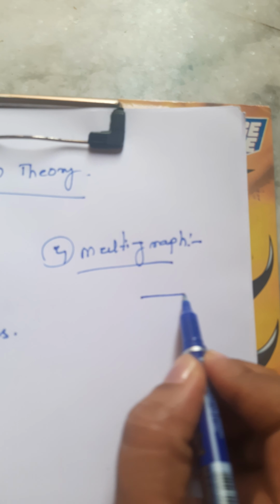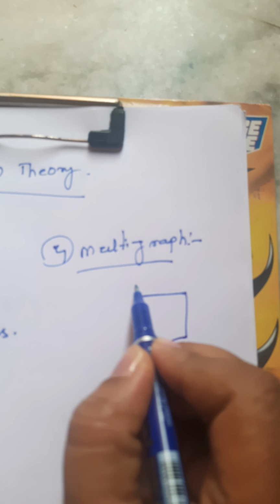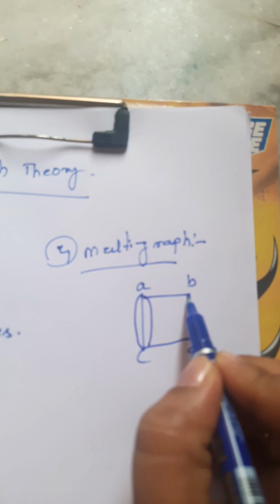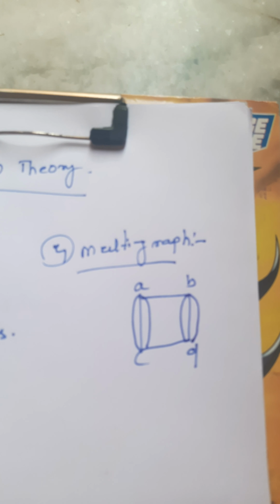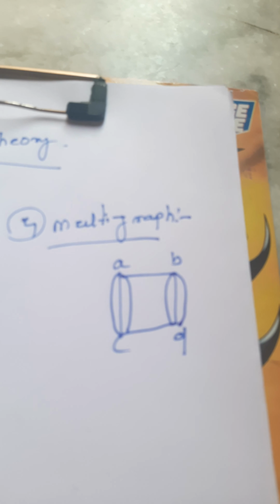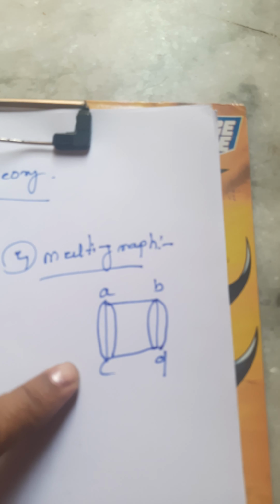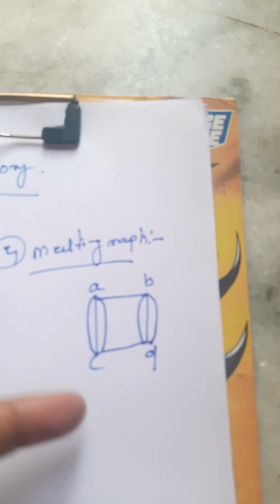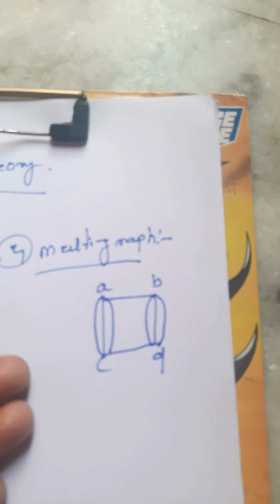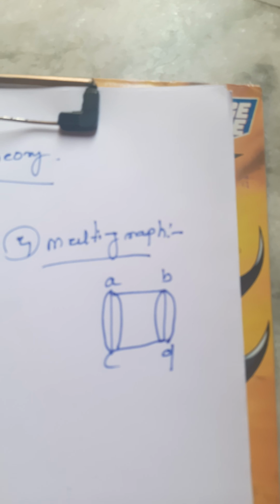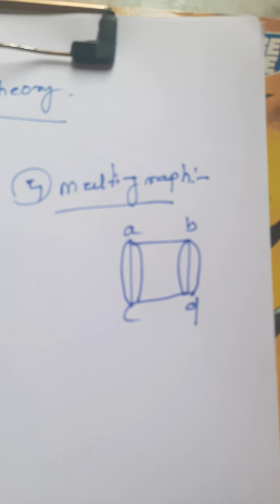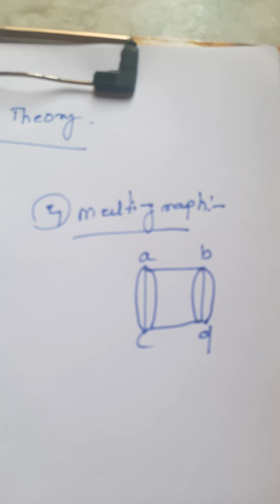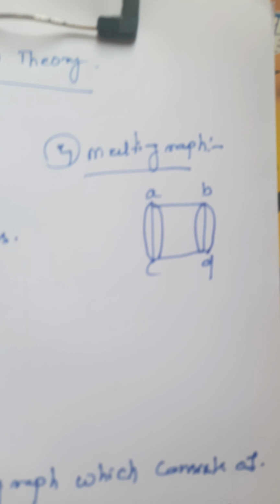First, see the graph. Suppose it is a graph A, B, C, D. Look at the graph. Here 4 vertices are present, but in AC vertices 3 edges are present, which is not a simple graph. Multi edges are present, so it is not a simple graph, so it is called a multigraph. What is the definition of multigraph? A graph which contains multi edges between 2 vertices is called a multigraph.